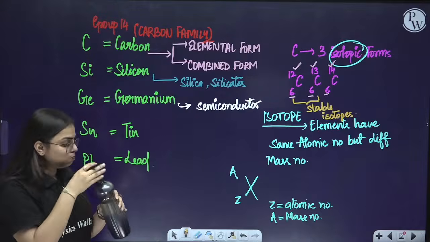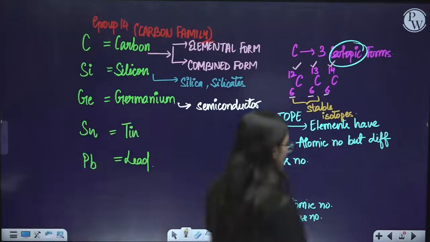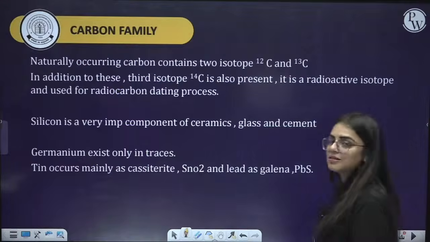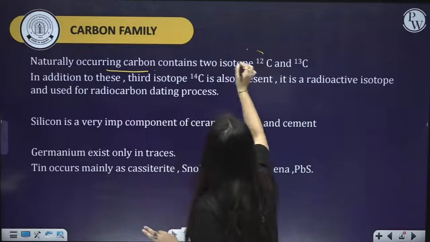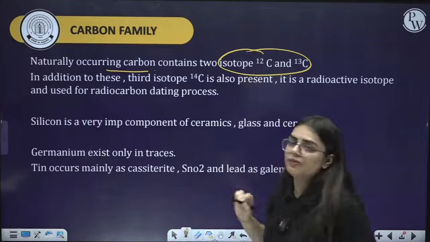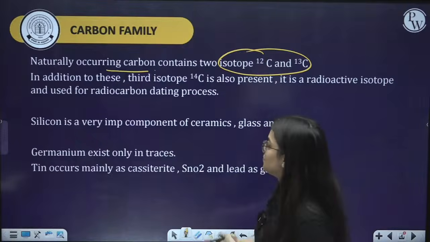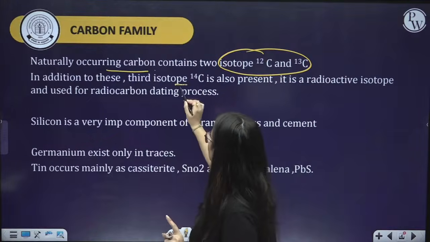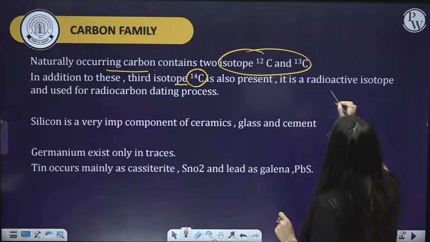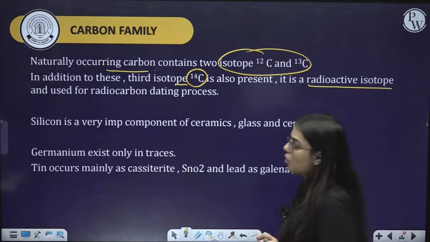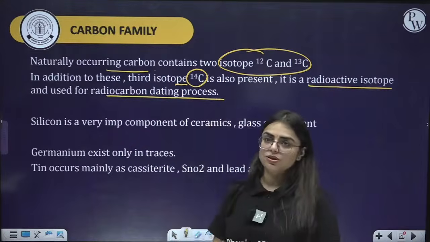See, students, now let's read all the characteristics that are written over here. Naturally occurring carbon contains two isotopes, that is carbon 12 and 13. Now they are naturally occurring isotopic forms. In addition to these, a third isotope, that is C14, is also present, but it is a radioactive isotope and is used for the radiocarbon dating process.